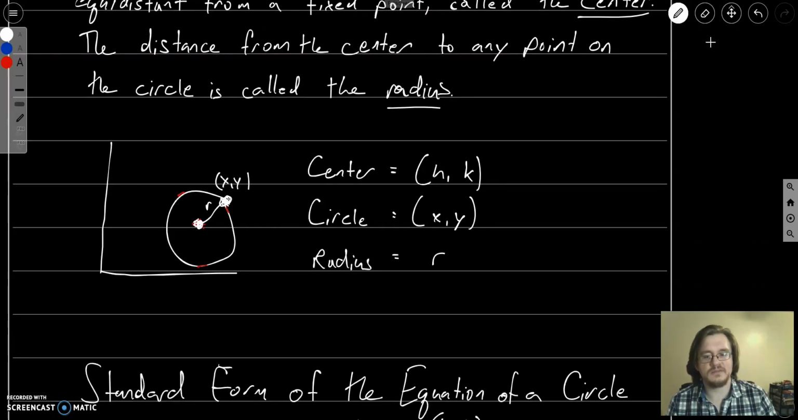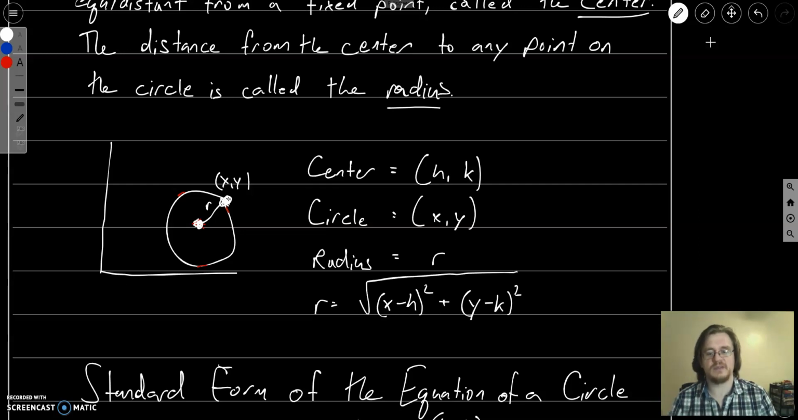And then we get the following. The distance from the center of the circle to the outside has to be equal to r. So r is going to be equal to the difference in the x values squared plus the difference in the y values squared, and we take the square root of the whole thing. So the distance from the center of the circle to the outside is given by this formula.